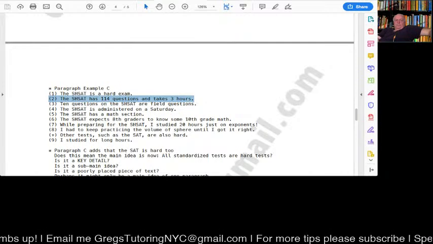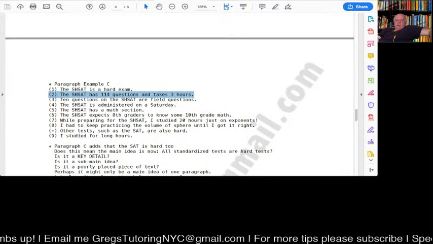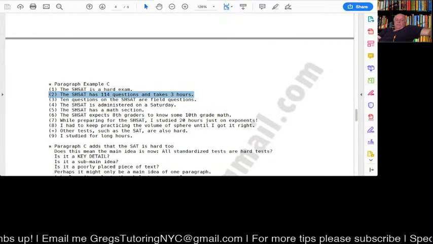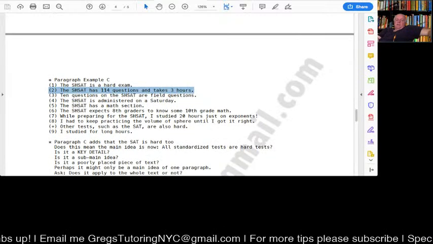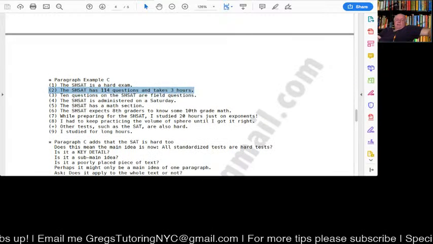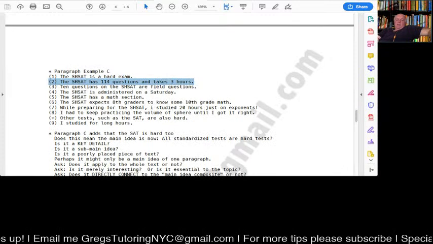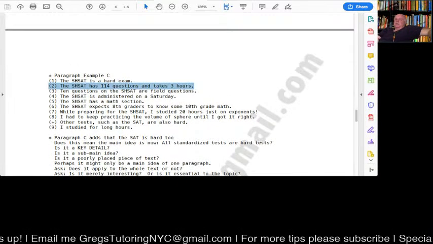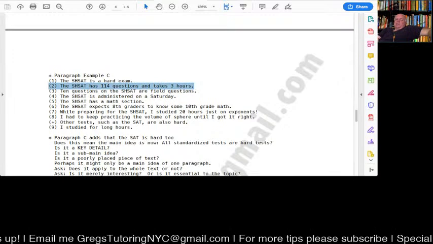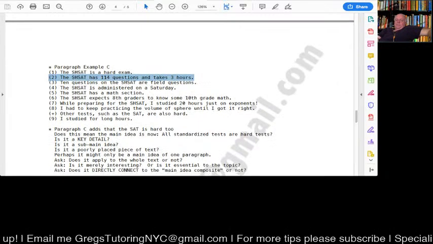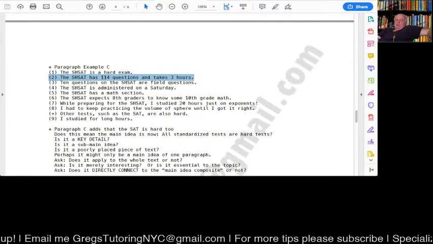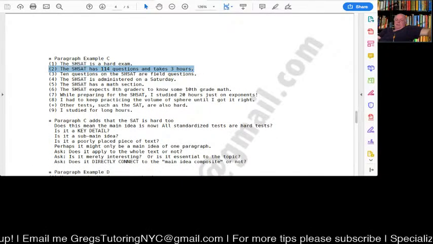Okay. So if we go back to the plus line, perhaps it belongs in a paragraph by itself. So does the plus line apply to the whole passage or not? Is it merely interesting? Again, getting back to interesting versus important. Is it essential to the topic? Does it directly connect to the main idea? Okay, I say no.